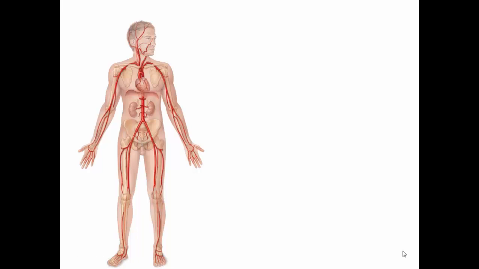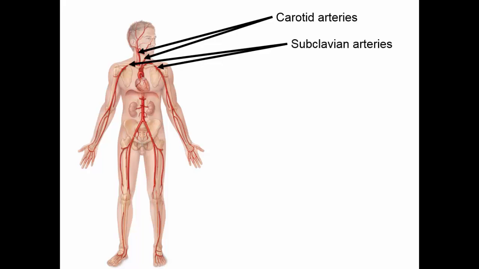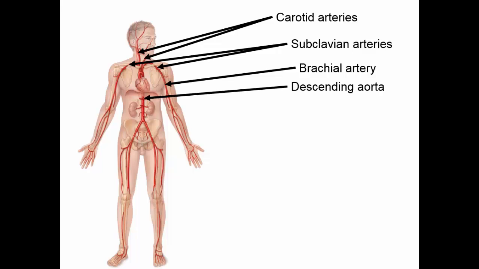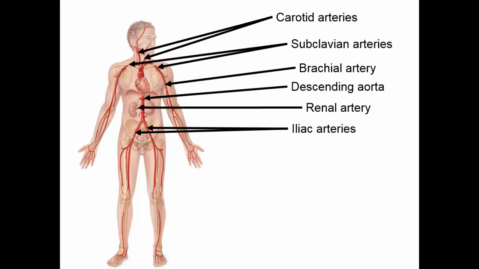To look at a few of the arteries again, the carotid arteries go to the head and neck. The subclavian arteries go to the arms. We have the brachial artery in each arm in the brachial region of the body. The descending aorta, we have a thoracic above the diaphragm and an abdominal below the diaphragm. You can see the renal arteries here. Here are the iliac arteries, and once the iliac arteries leave the body cavity, they become the femoral arteries.